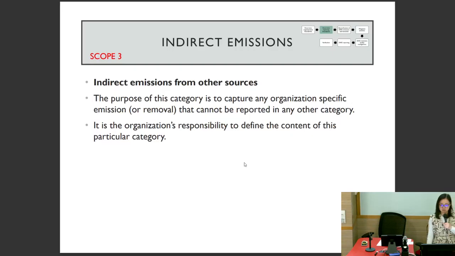Okay, and indirect emissions from all other sources. So the purpose of this category is to capture organization-specific emissions or removals that cannot be reported in other categories. So if it is not Scope 1, not Scope 2, then it will be Scope 3. Okay? So it is the organization's responsibility to define the content of this particular category. So if all the other categories are not suitable, then you can put it in this category. All right.